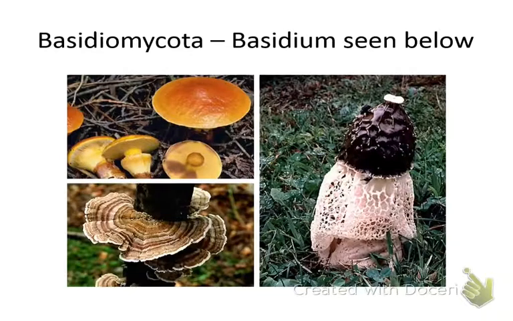Basidiomycota, which is next. These are sexual structures. Basidium found on the large basidiocarp of the mycelium. These are important decomposers. So they're going to cycle the nutrients. Remember that a decomposer cycles. They break down the lignin in plant cell walls.